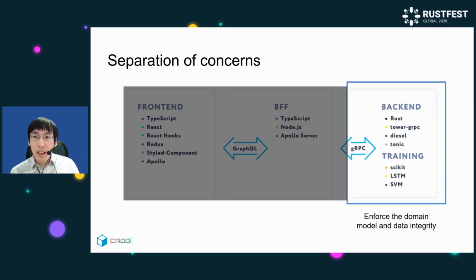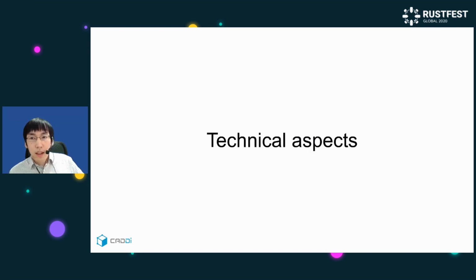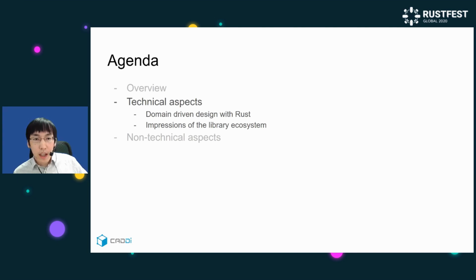And finally, the backend. This is written in Rust, and its goal is to enforce the domain model and to maintain data integrity. And this is the area that I would like to talk about today. First, I'd like to cover some of the technical aspects of using Rust. Specifically, using Rust in the domain-driven design sense. And second, our impressions of the library ecosystem.